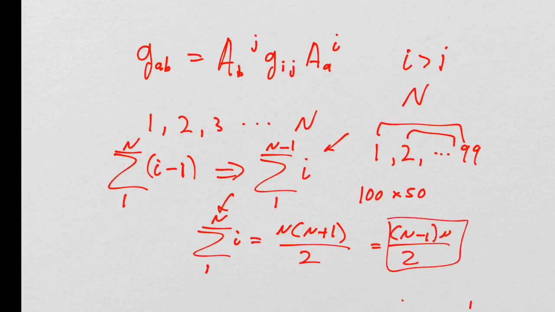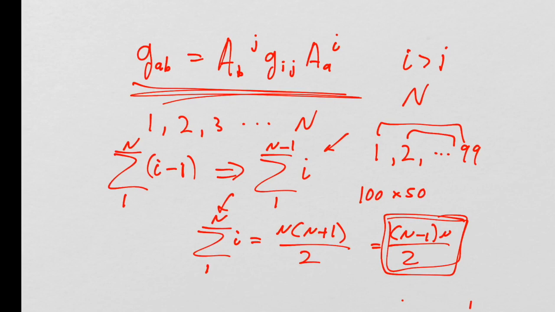And that's our answer. So this expression gives us n times n minus 1 over 2 constraints. And it doesn't matter what Gij is. This is going to be true for any of the metrics that we're concerned about: the bilinear, the sesquilinear, or the symplectic.